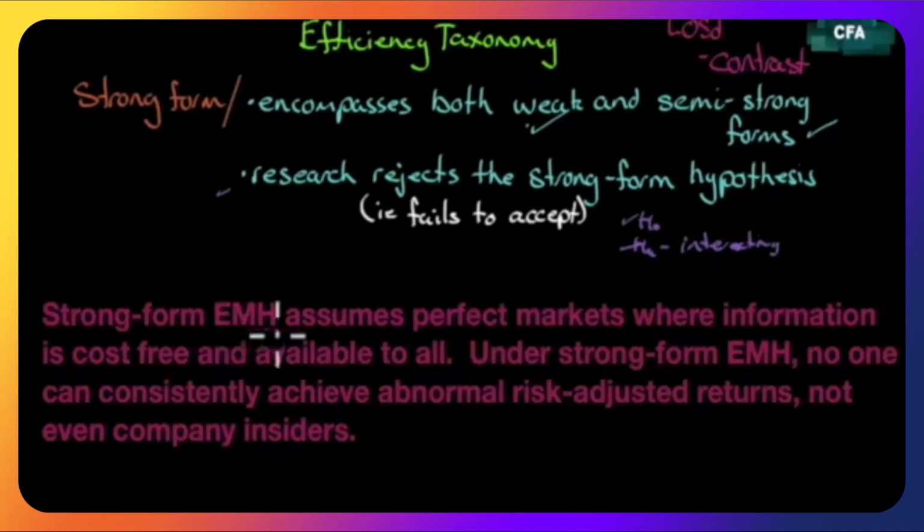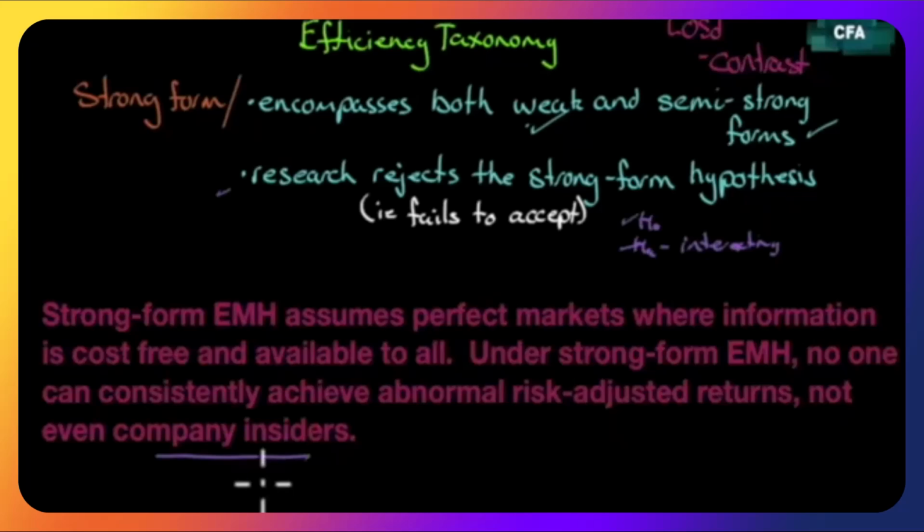Strong form EMH assumes perfect markets where information is cost-free and available to all. Under strong form EMH, no one can consistently achieve abnormal risk-adjusted returns, not even company insiders. And I don't think it takes much to say, well, that can't be right.